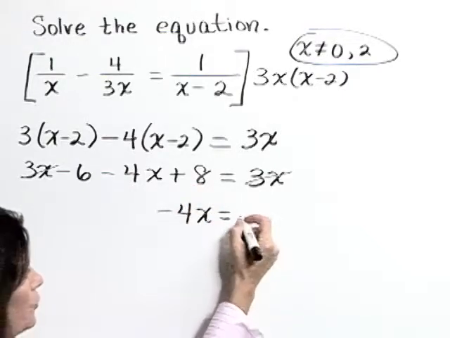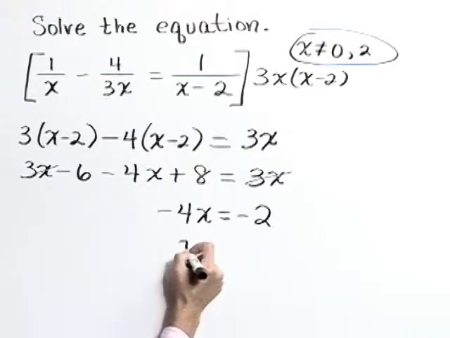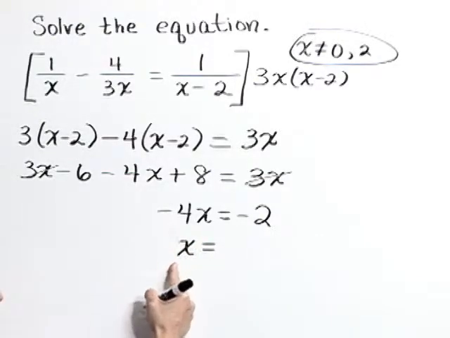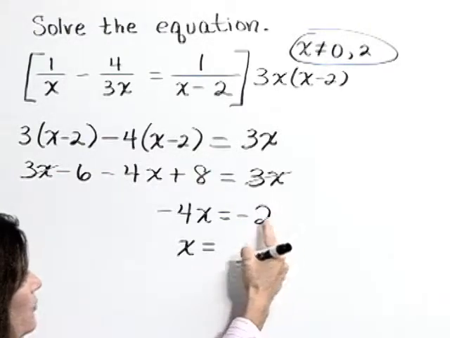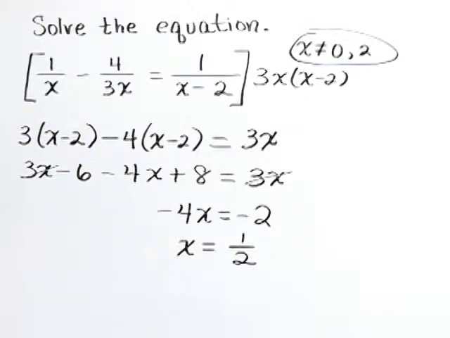Let's subtract 2 from both sides. So that becomes a minus 2 on the right. Last step, divide both sides by negative 4. So x is equal to a negative 2 over negative 4, or a positive 1/2.